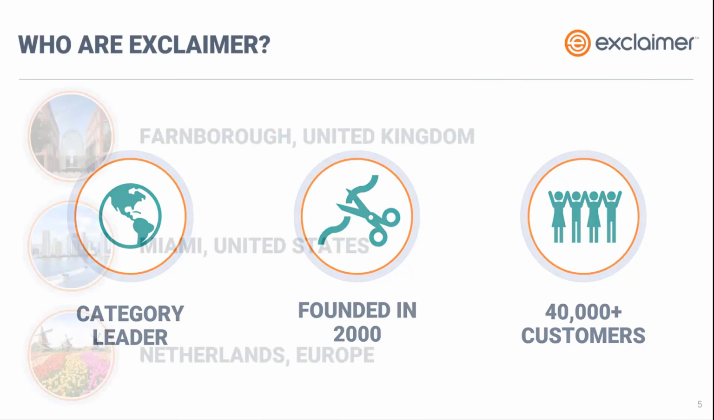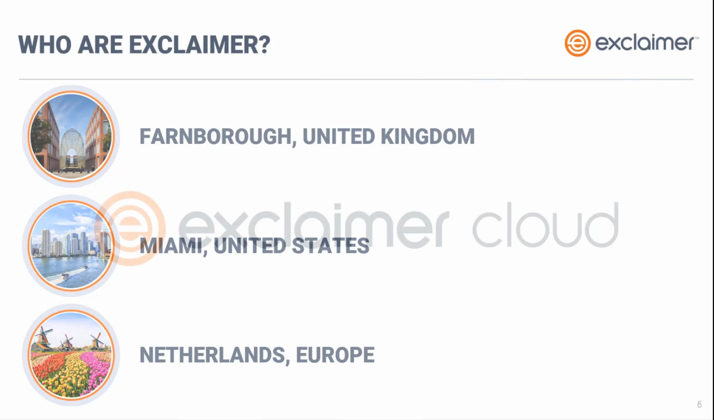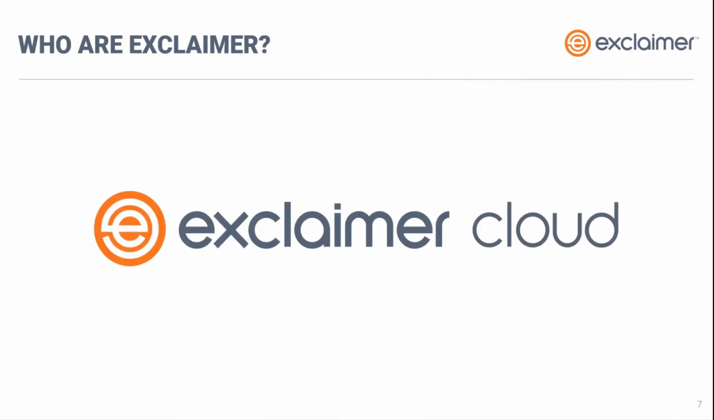We have offices around the world. Our principal one is in the UK. That's in our Farnborough main office, but we also have offices in Miami and as well in the Netherlands, and we are growing, so that is good news. Our principal product is a product called EXCLAIMER Cloud that can actually be used to manage signatures both for Microsoft 365, but as well local Exchange too.